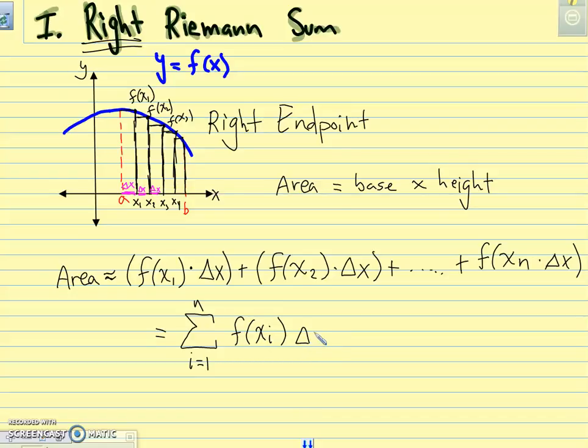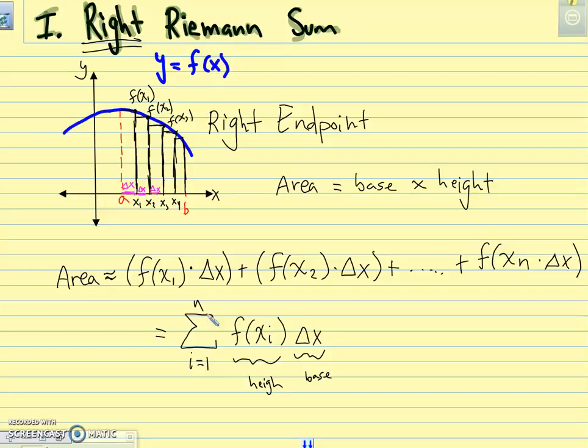delta x. Okay, so pretty much this is the height, this is the base of these rectangles. The summation, this symbol is the summation. This indicates that we're adding up all of these rectangles. Notice that I have x sub i because that can be 5, it could be 10, it could be any amount.